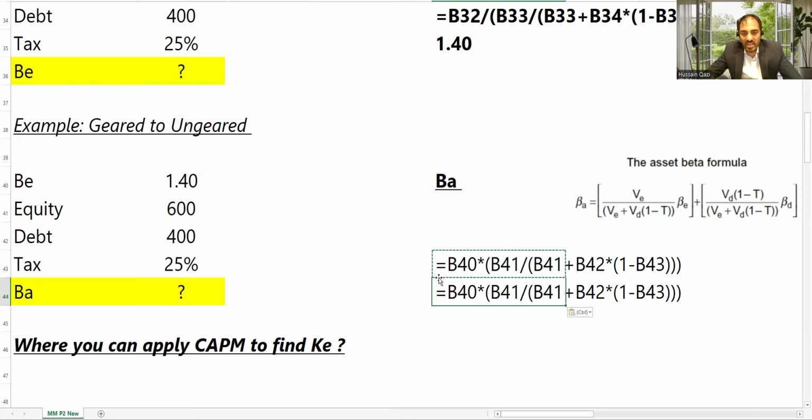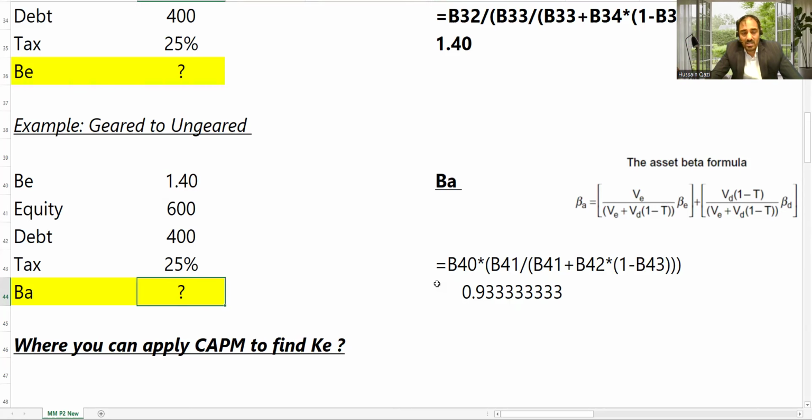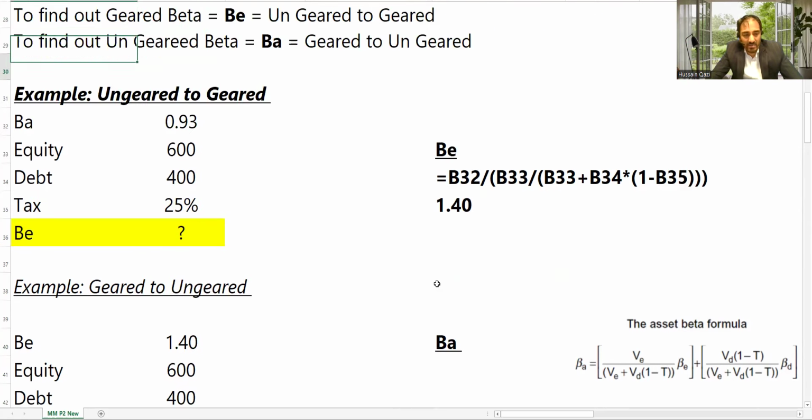You just need to practice here. Practice 2 or 3 times and you will become a master. Just avoid manual working, just avoid calculator-based working. You need to invest time to practice this. So this is what it is about CAPM.